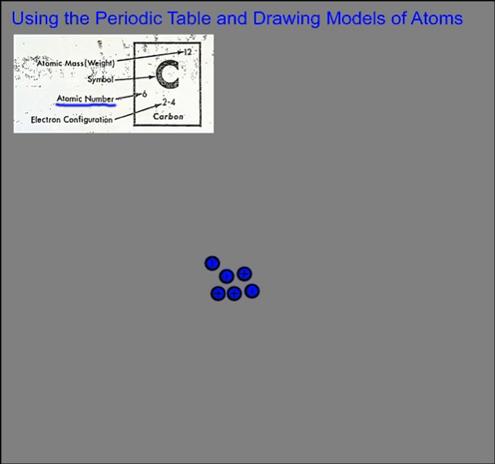There we go. You'll notice that I put a little plus sign in each one because, of course, these are protons and they have a positive charge. Okay, to complete the nucleus, we have to put the neutrons in there.